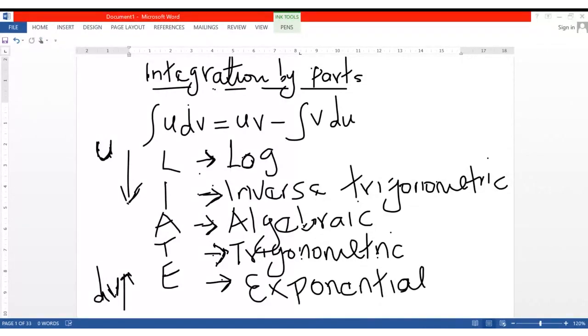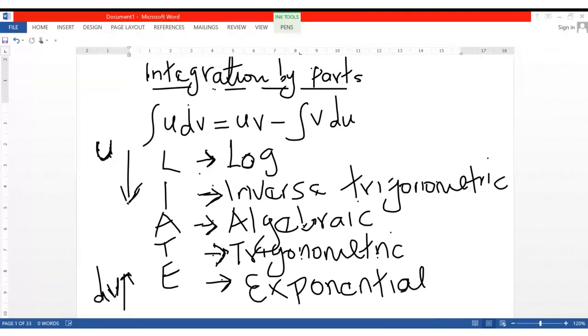So, how do you integrate products of functions? There's a formula I've given you there. The integral of u dv is equal to uv minus the integral of v du. So if you want to integrate by parts, you have to recall that formula. That formula is very important. You have to recall that formula: integral of u dv equals uv minus integral of v du.